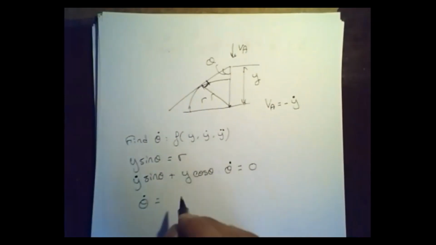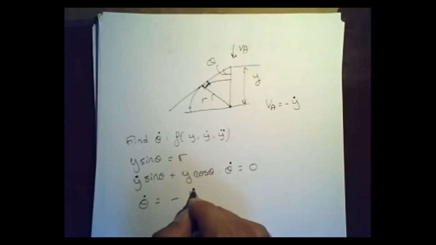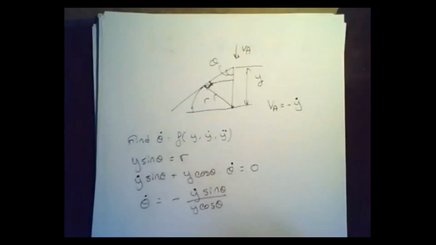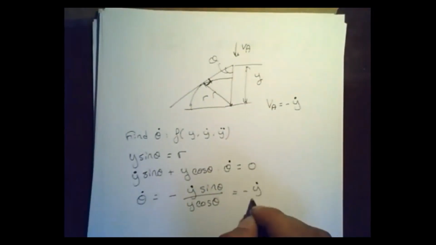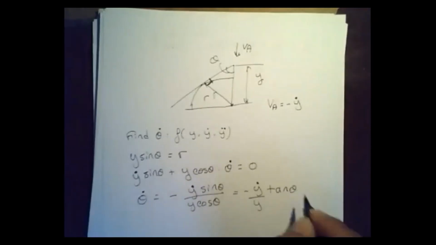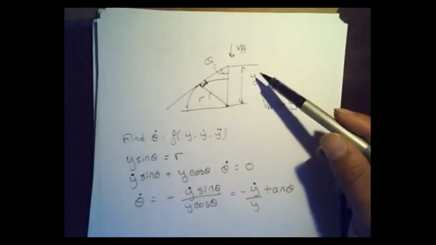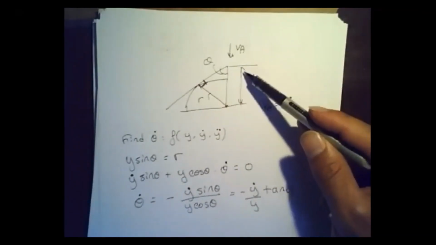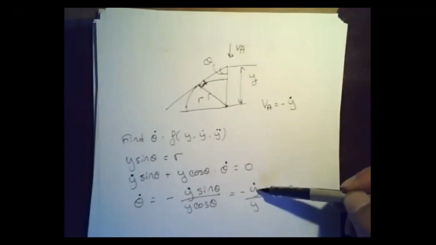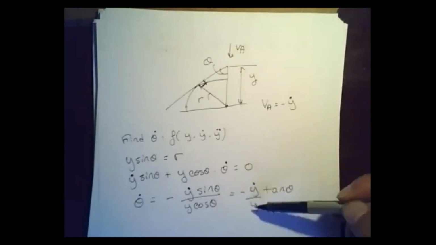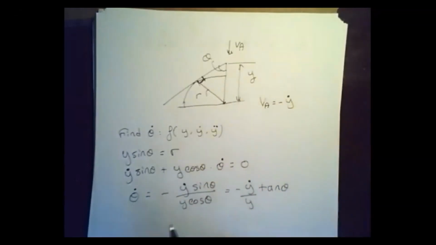So theta prime is going to be equal to minus y prime sine theta divided by y cosine theta, which is equal to minus y prime over y multiplied by tangent theta. Now let us see if this actually makes sense. If y prime is negative, it means that the variable y is decreasing in time. So as time progresses, y is going down. Negative times negative is positive, so y prime over y is positive, tangent theta is obviously positive, so theta prime will be positive.